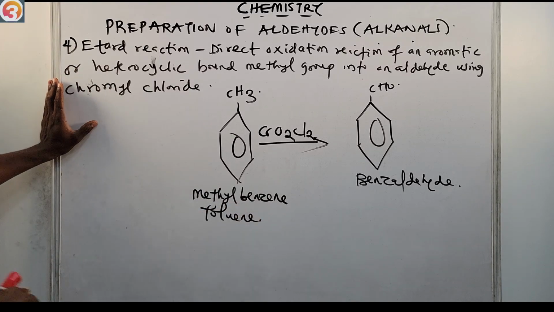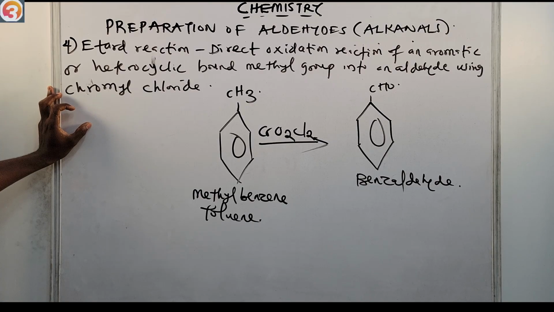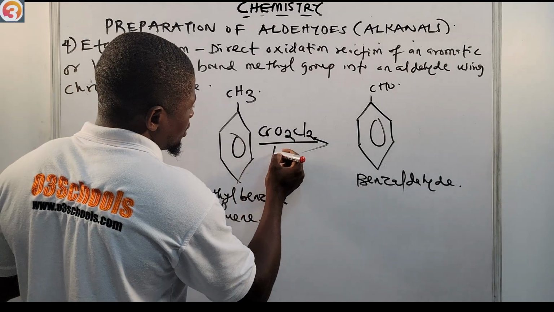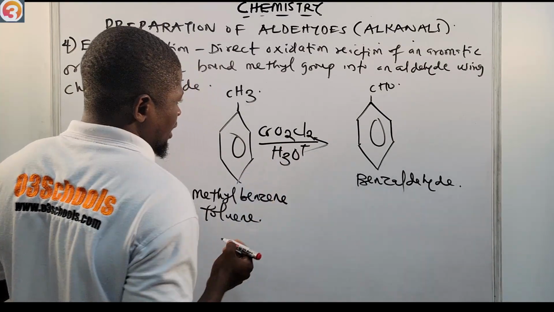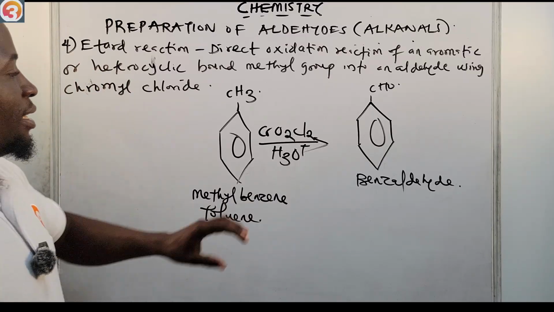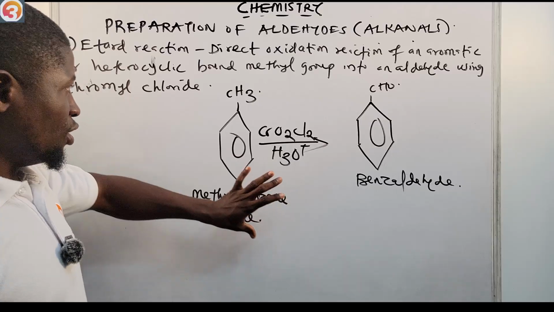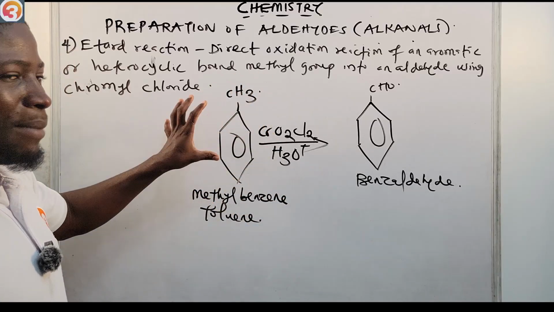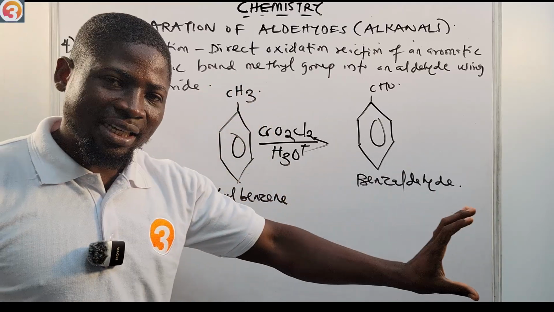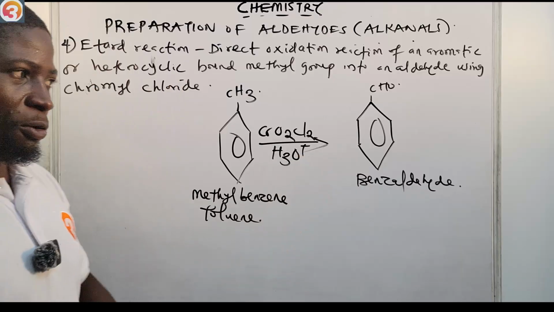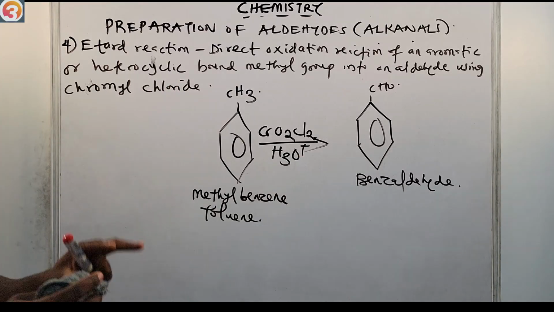It's a direct oxidation. Please take note of this, and do not forget that this also happens in the presence of hydronium ion. So this is our catalyst, chromyl chloride, in the presence of hydronium ion. It's a direct oxidation of a methyl bound aromatic ring into an aldehyde. So that is the fourth method we have considered.